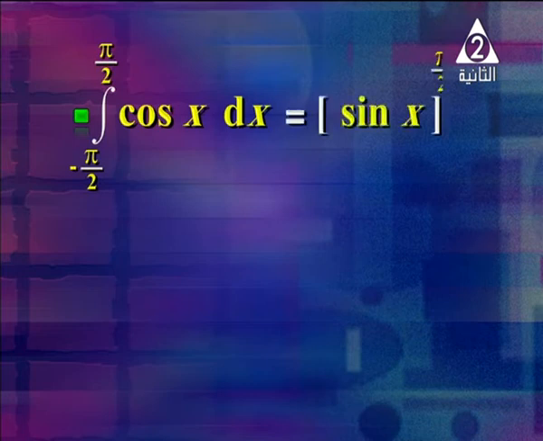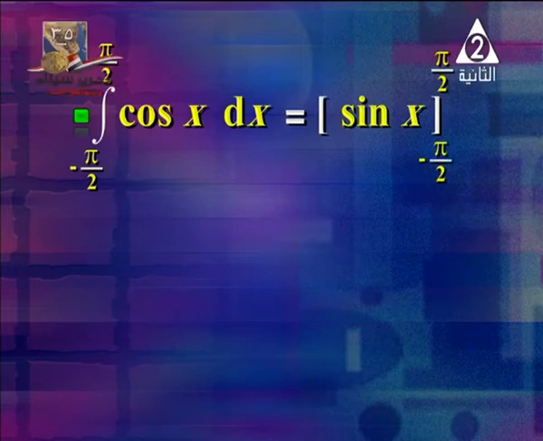After that, the integration of cosine x dx from negative pi over 2 to pi over 2. What is the integration of cosine x? It is sine x. Remember, from negative pi over 2 to pi over 2, after finding the integration of cosine equals sine x, substitute x equal pi over 2. After that, substitute x equal negative pi over 2.